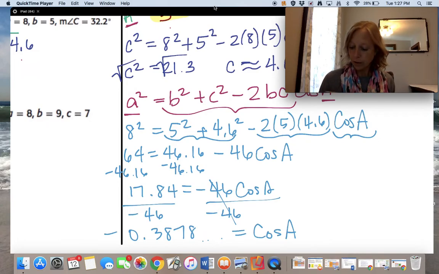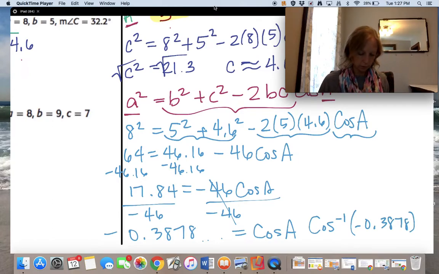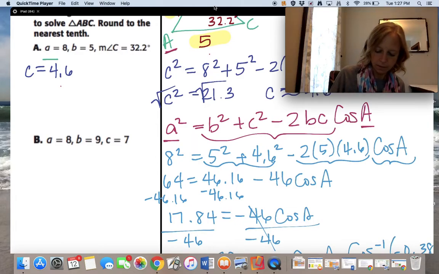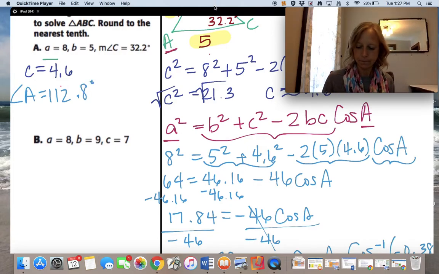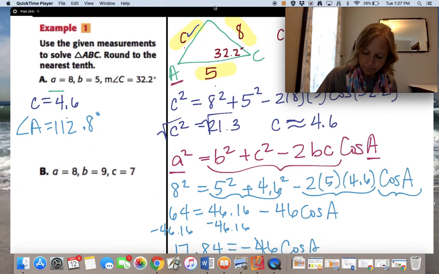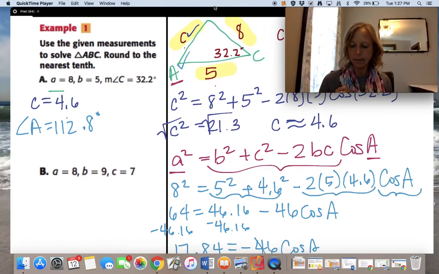So this is where we're going to now take the inverse cosine of that negative 0.3878, and we'll get out our angle A. So use your inverse cosine, and I get, for angle A, 112.8 degrees. So we just found our angle A.